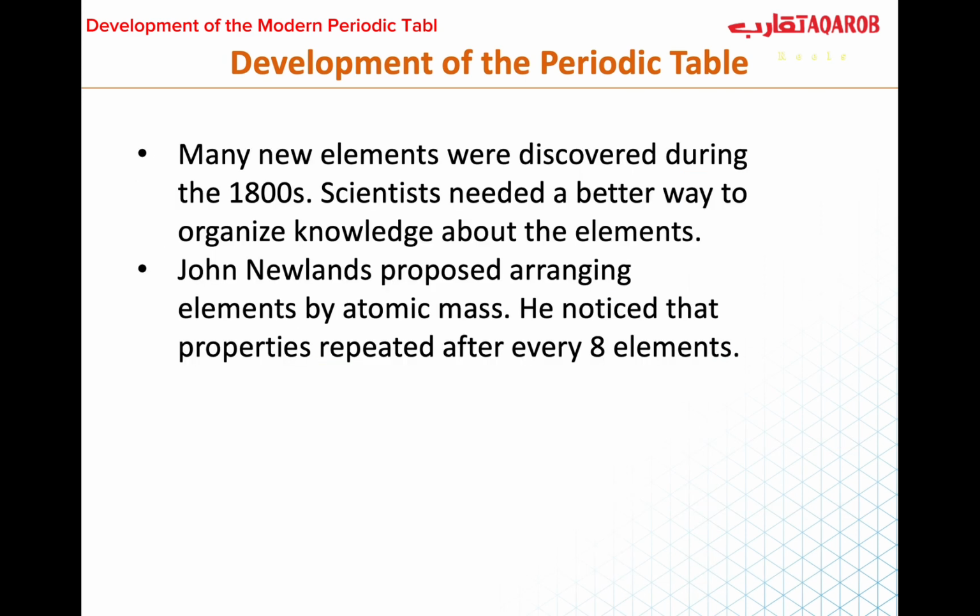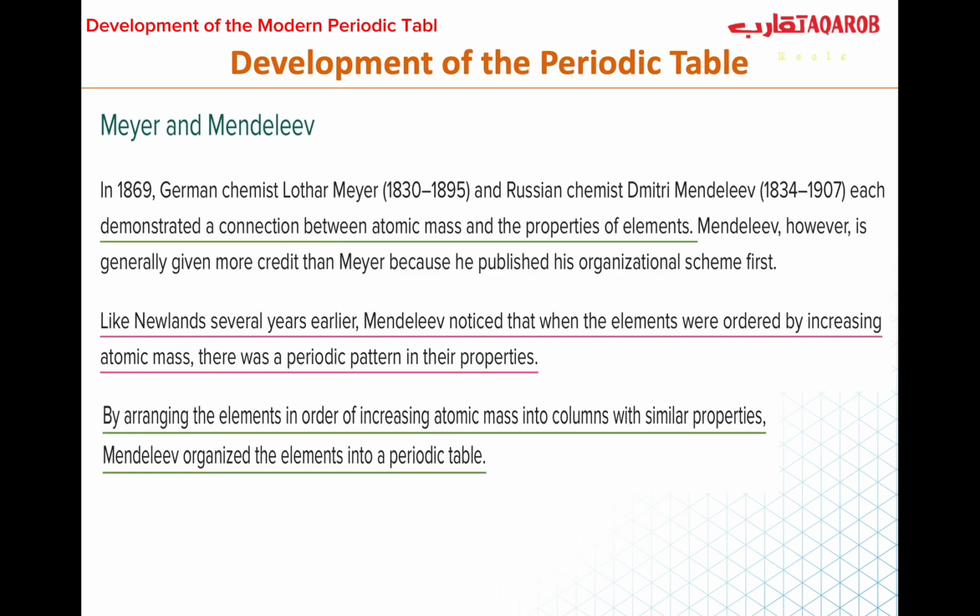So again, many new elements were discovered during the 1800s. Scientists needed a better way to organize knowledge about the elements. John Newlands was the first scientist who proposed an arrangement for the elements. He arranged them by increasing atomic mass, and he noted that properties repeated after every 8 elements, and he called this law what? The law of octaves.